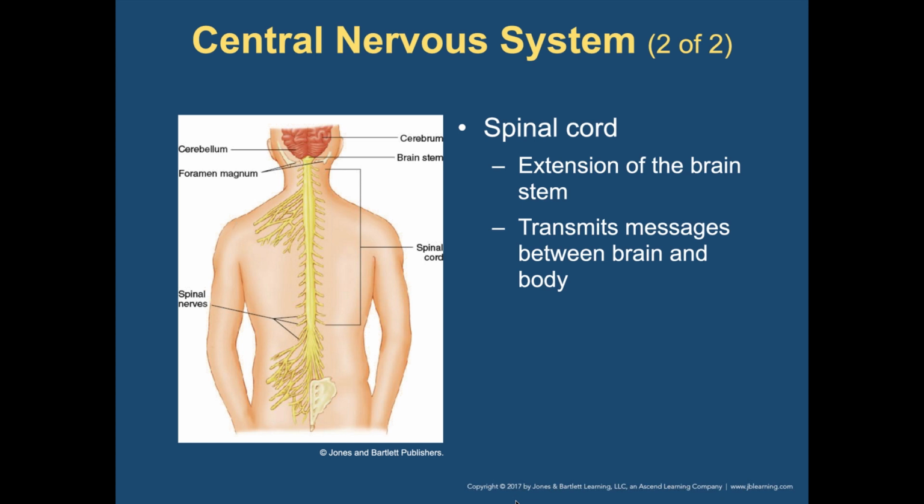The spinal cord is an extension of the brainstem. It runs almost all the way down your spinal column. It doesn't go all the way to the end. As you can see in the picture, once you get a little ways into your lumbar, the cord actually comes to a stop, and then you have what looks like a horse's tail.